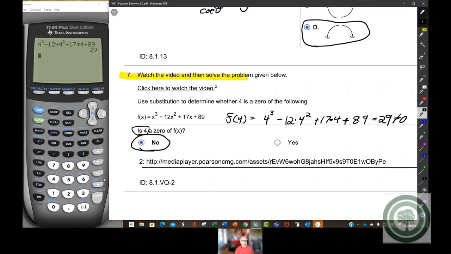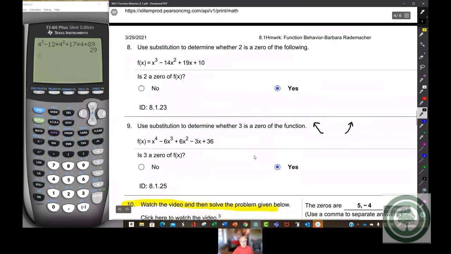We're going to spend a lot of time finding zeros of functions. Okay, now here you can see the answer is yes. Use substitution to determine whether 2 is a zero of the following. They should have said the following function. All right, we'll try.